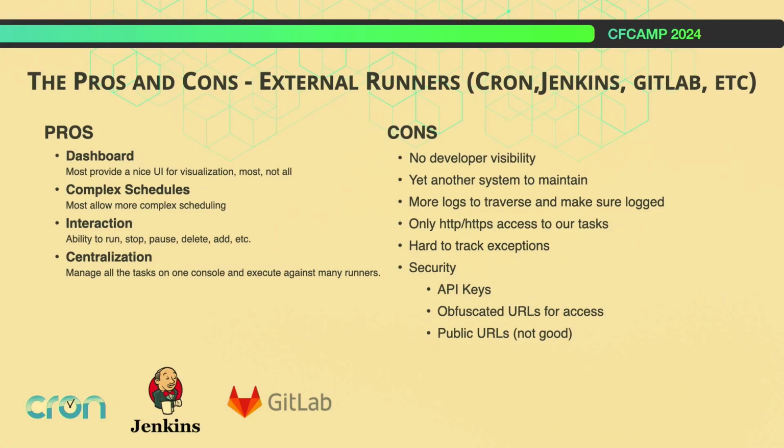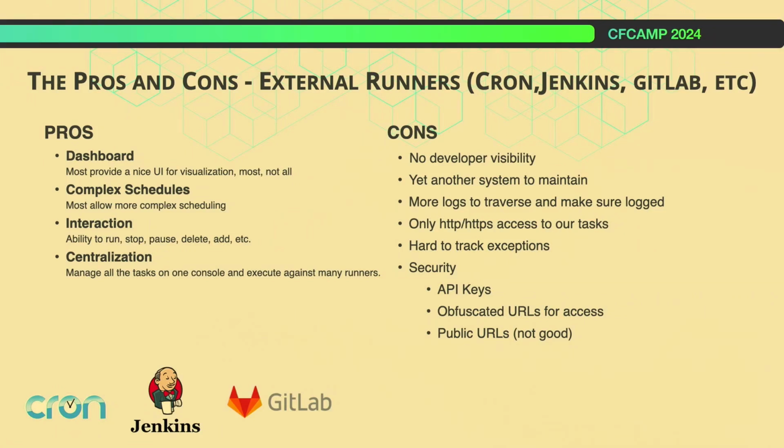We have to look in both places, right? We have to go to the CFML engine to actually look for an exception. Maybe the actual Jenkins provider is the one that failed, right? So there's intricacies here. How are we going to deal with security? Are we just going to obfuscate our URLs and hopefully nobody's going to find them? Are we going to be creating API keys, some type of JSON web token, or we don't care and just use public URLs, right?